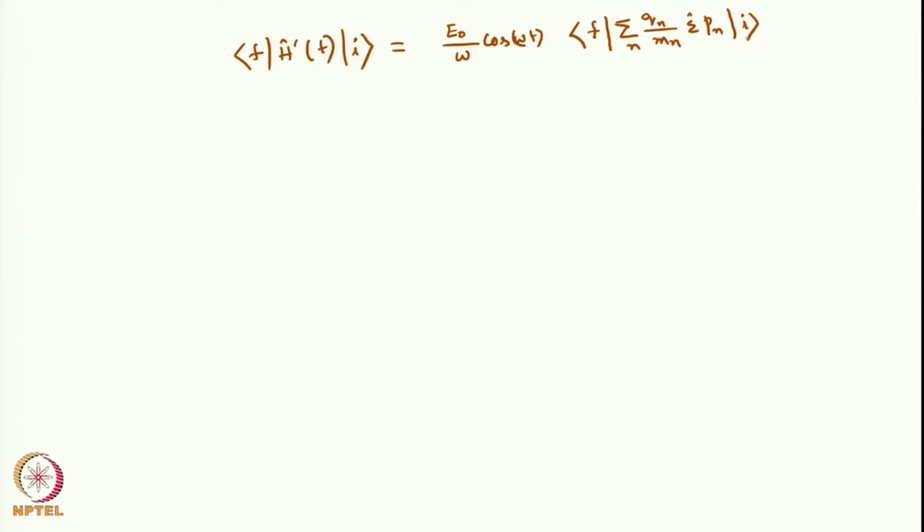Now, to begin with, we will start with some other equation. If I take a quantity called the commutator of R and H naught, that is the commutator of the operators R and H naught.